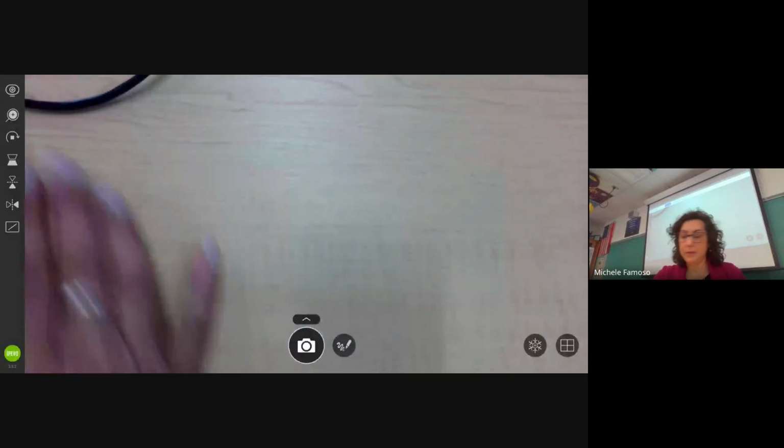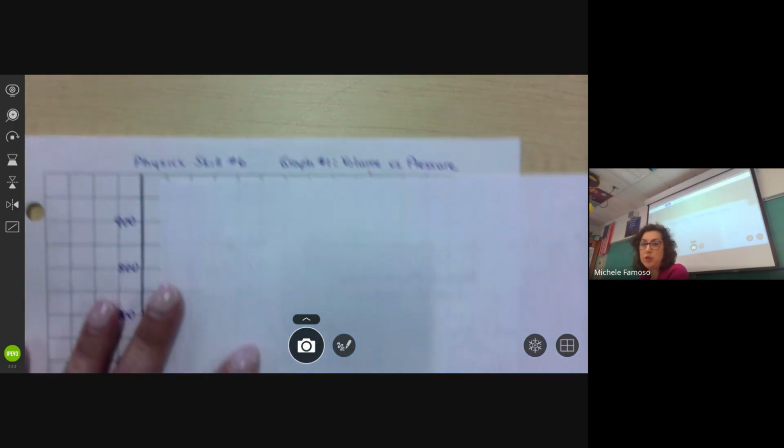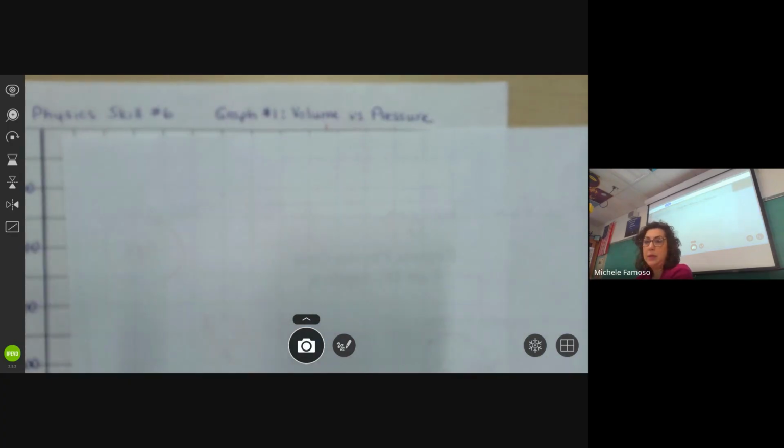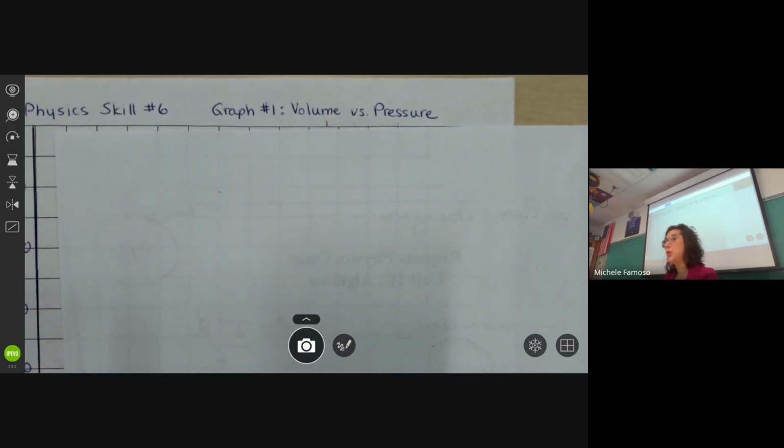All right. First graph that you were asked to construct. Double check you have the correct title on that graph. The title should be volume versus pressure. If you did pressure versus volume, that would be marked wrong. If you left a title off of it, it would be marked wrong.